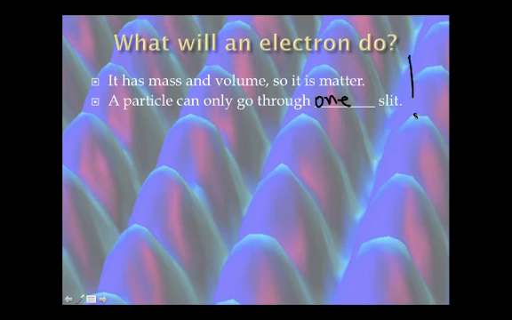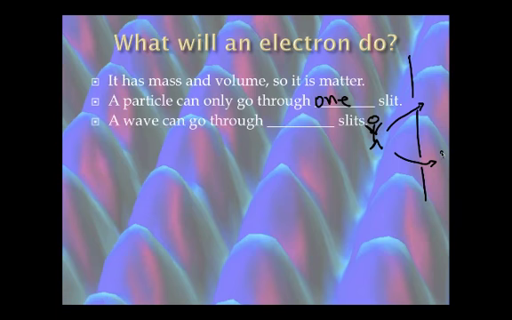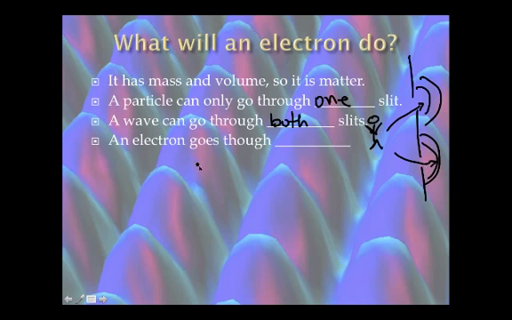So let's draw our barrier. We have two holes in the wall. So a particle, like one of you guys in my class, a particle could only go through either this one or through this one, but you got to pick one because you can't go through both at the same time. What about a wave? A wave can go through both, right? It approaches the barrier, then comes out as a double curve on both sides. An electron does which one? What do you think it's going to do?